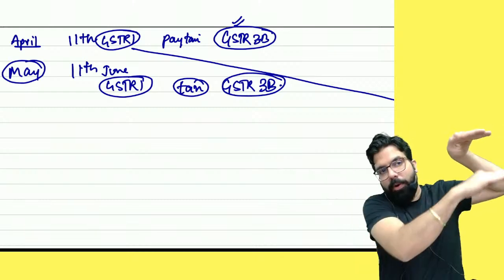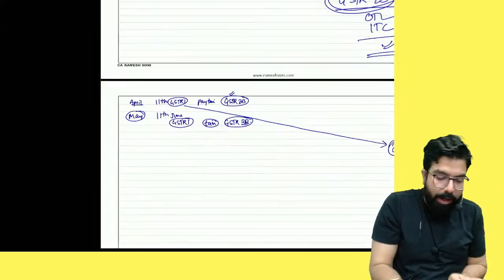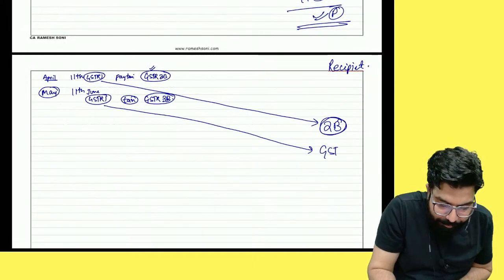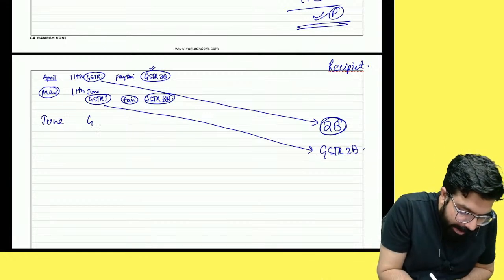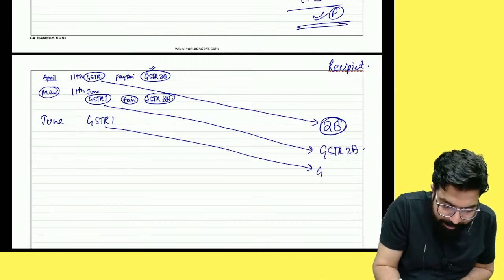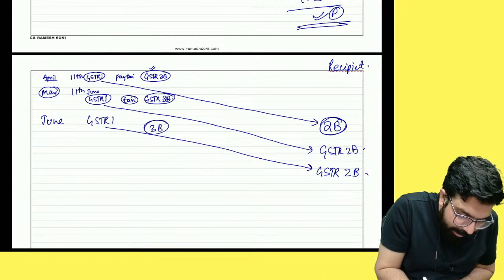GSTR 3B: output, input, and the remaining amount, pay and then file the return. Are we clear, everyone? When he files his GSTR 1, it goes to the other person's GSTR 2B. Sir, suppose it is the June month. Again I have to file GSTR 1, and again it will go to the other party's GSTR 2B, and again I will file GSTR 3B. Yes or no? Pay the tax and file GSTR 3B.